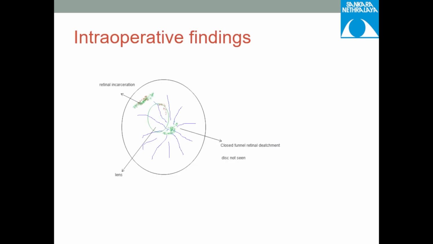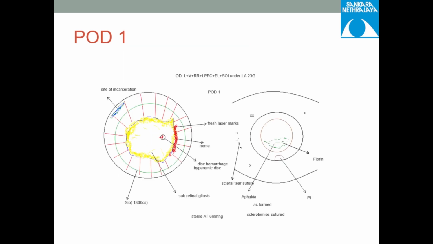Intraoperative findings revealed retinal incarceration in the superotemporal quadrant, along with a posteriorly dislocated lens and a closed funnel retinal detachment where the disc was not visible. So, on post-operative day 1, here we could see that the extent of the RR is visible.